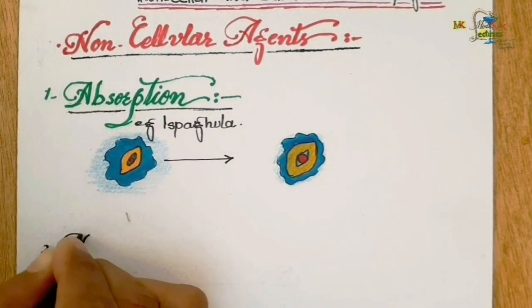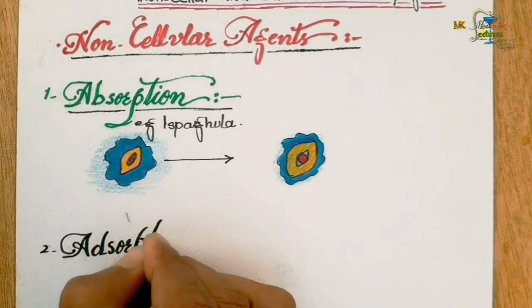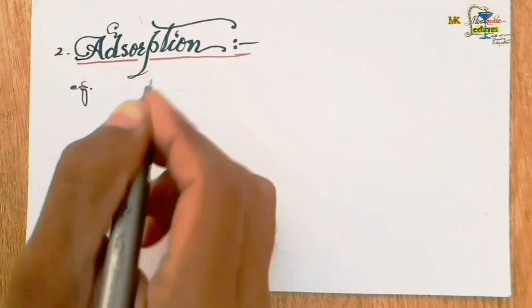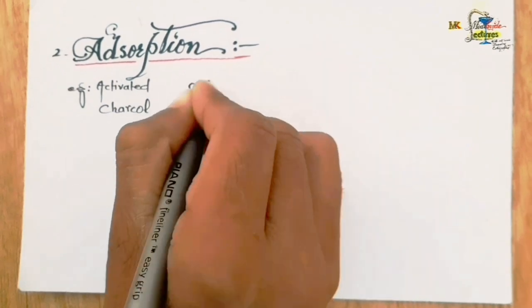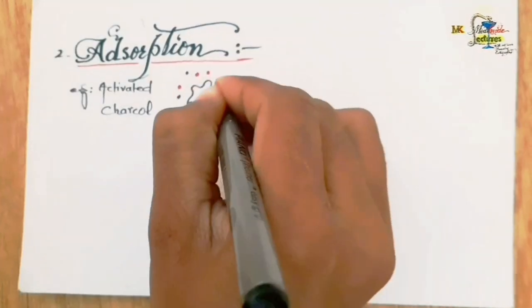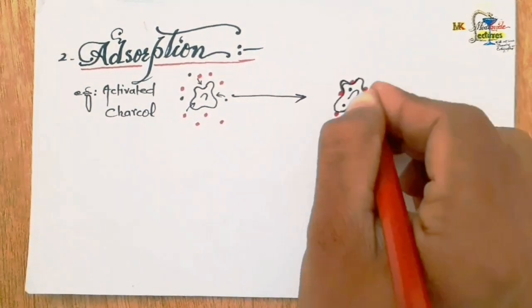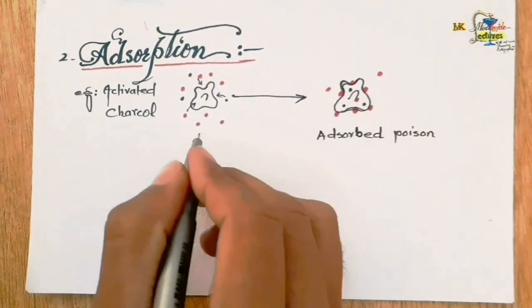And after that, some drugs show effect by adsorbing something inside the body, like in the GIT. For example, activated charcoal, which is used to adsorb poisonous molecules inside the GIT and not allow them to be absorbed in the blood and show their lethal effect.